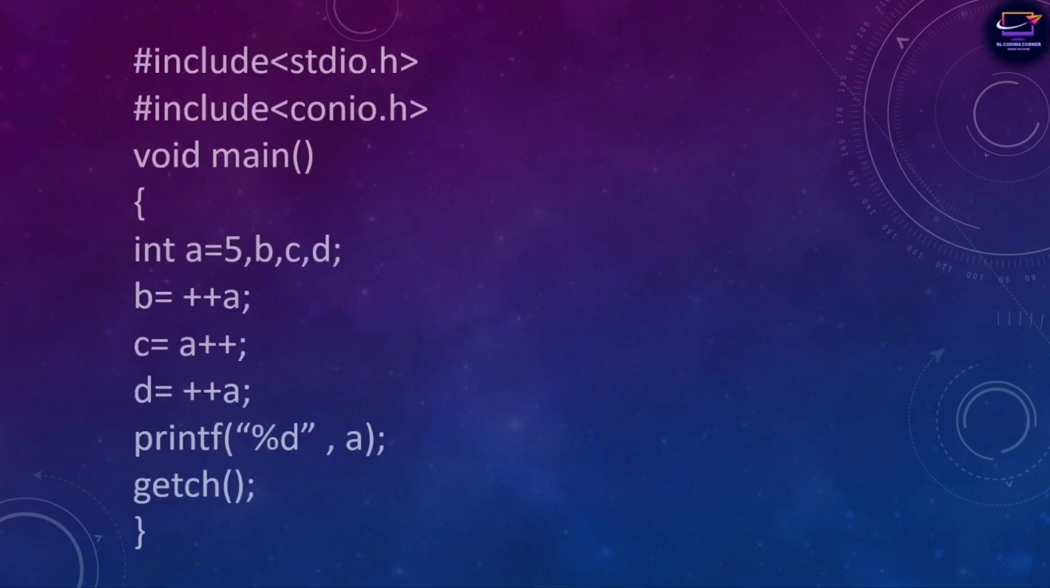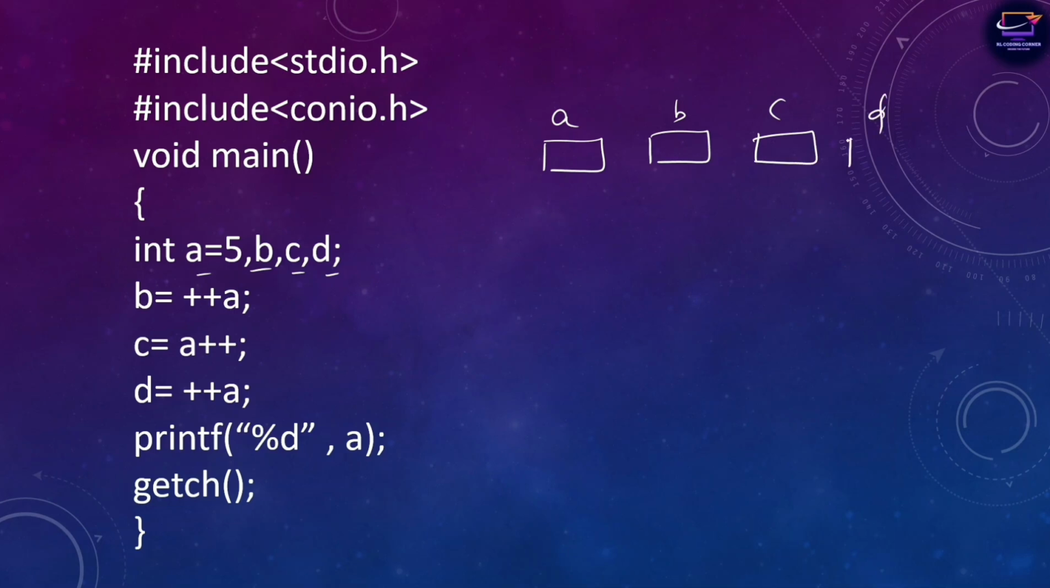So now you can use any integer value or float value with this increment or decrement operator. Let's take an example and let me show you the output of that program. See here we have 4 variables a, b, c and d. Suppose here a, here b, here c and here d, right? So we have 5 in a, right?